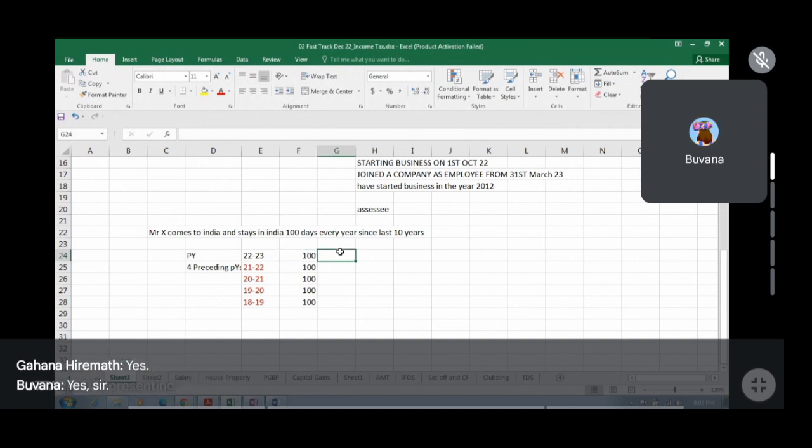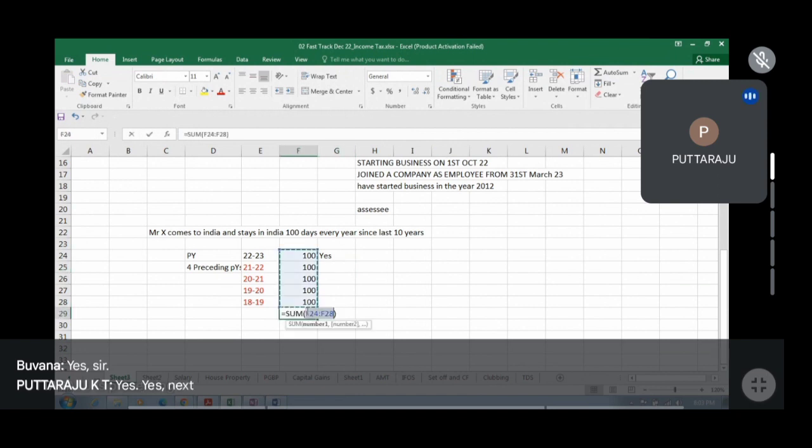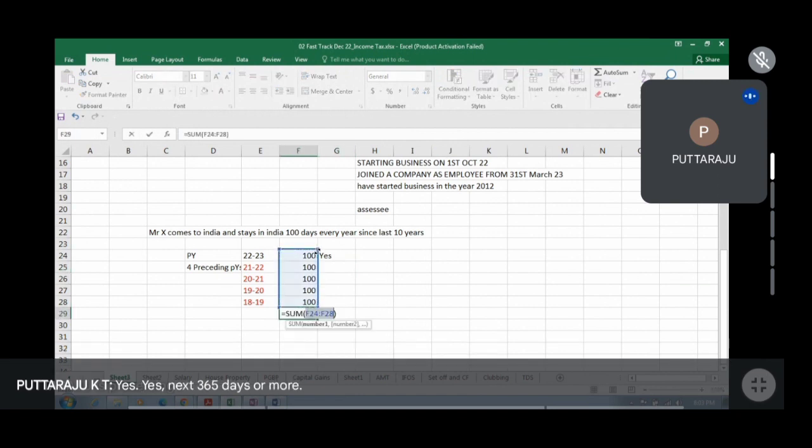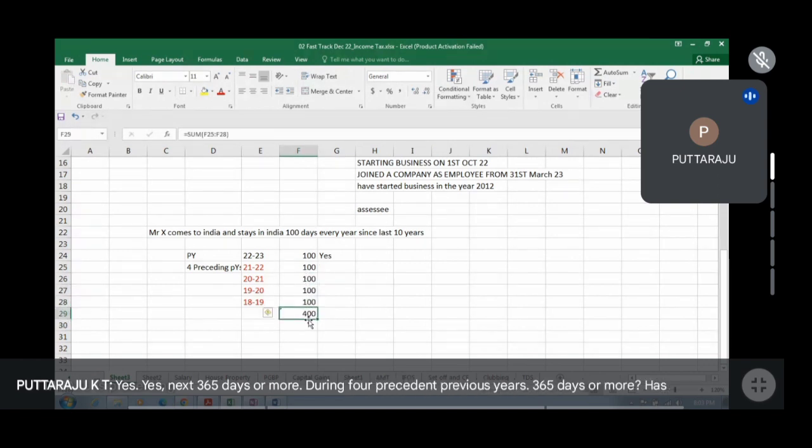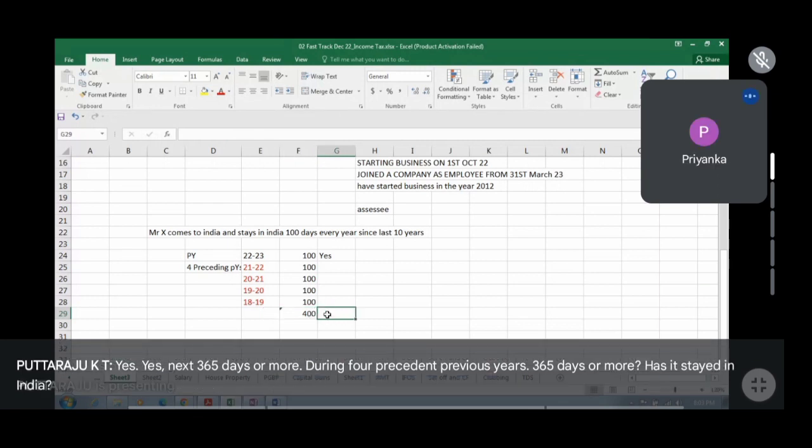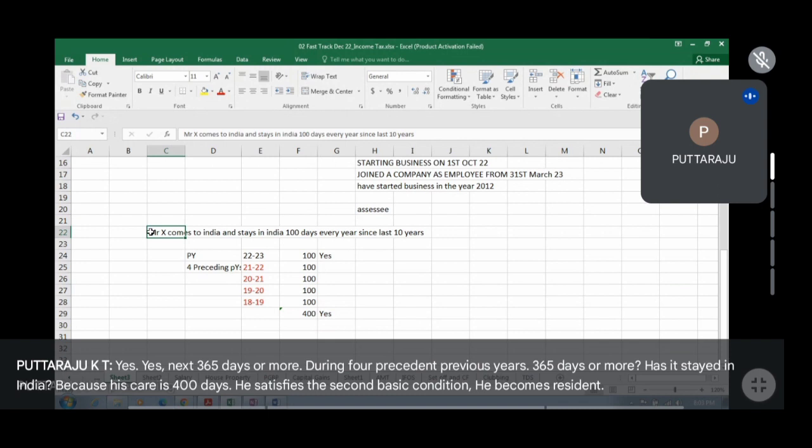Next, 365 days or more during the 4 preceding previous years. Has he stayed 365 days or more in India? Yes, sir, because his stay is 400 days. He satisfies the second basic condition. He becomes resident. Understood? Yes, sir. Okay.